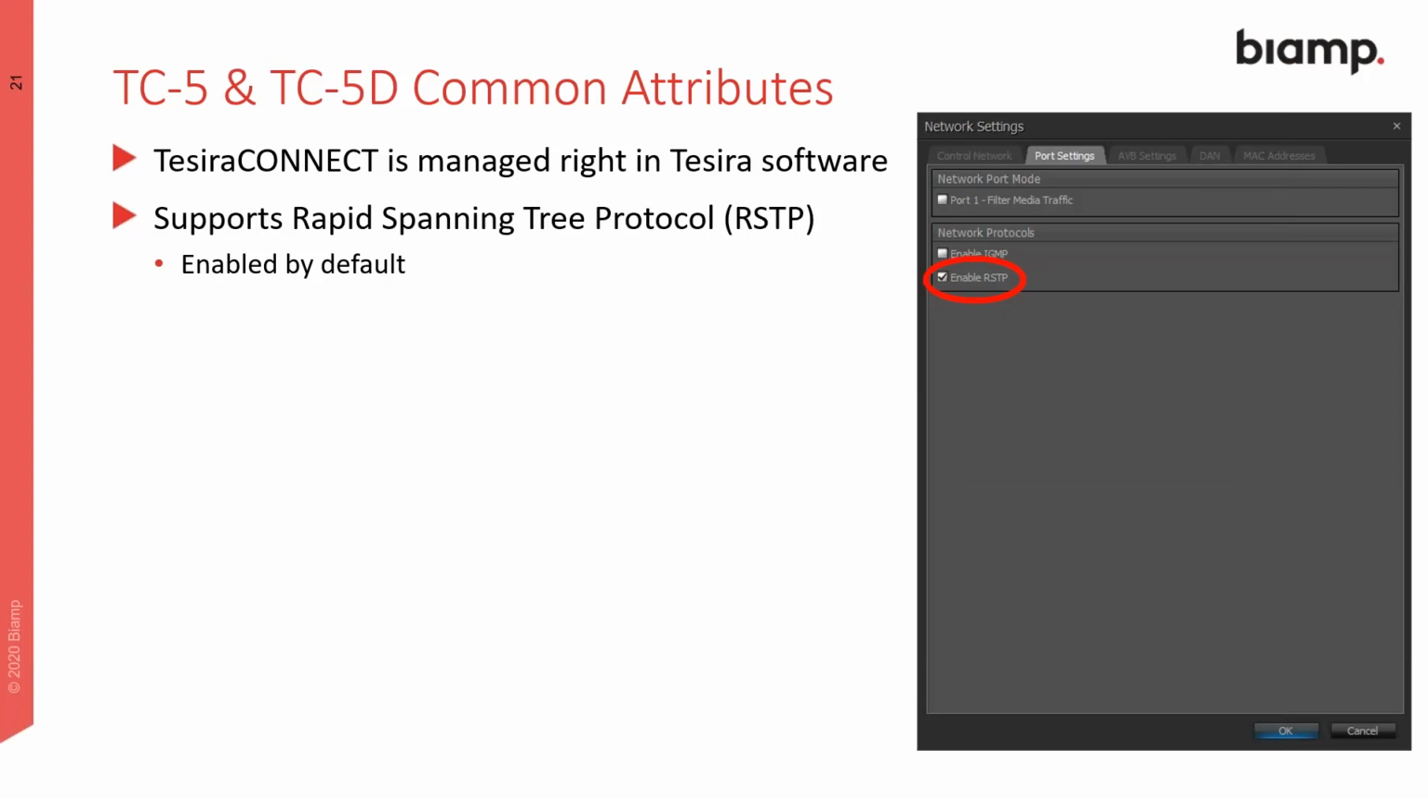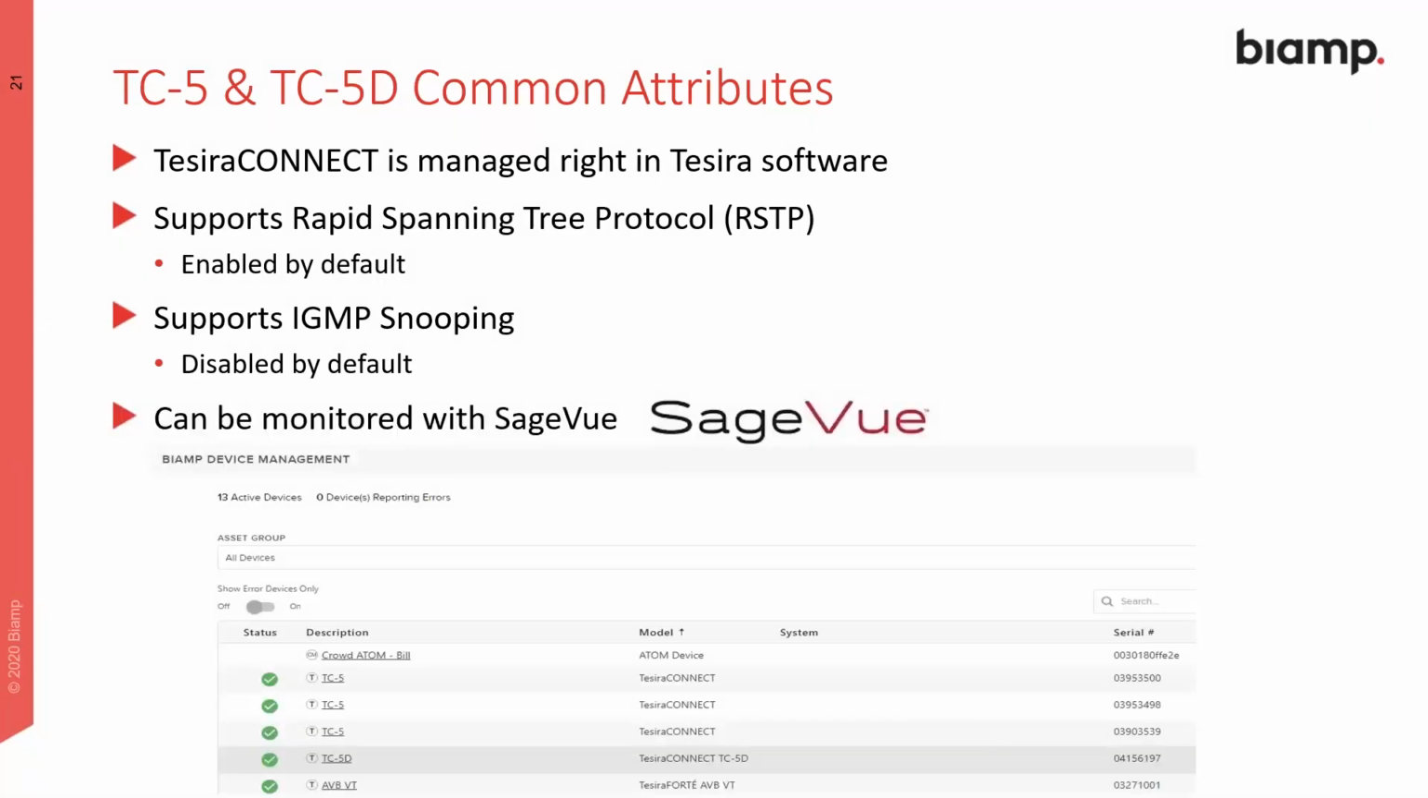We support the rapid spanning tree protocol by default. We support IGMP snooping. By default, it's disabled because this will be used by third-party traffic, for example, Dante. You can enable it at any time if any application that you have needs IGMP snooping.